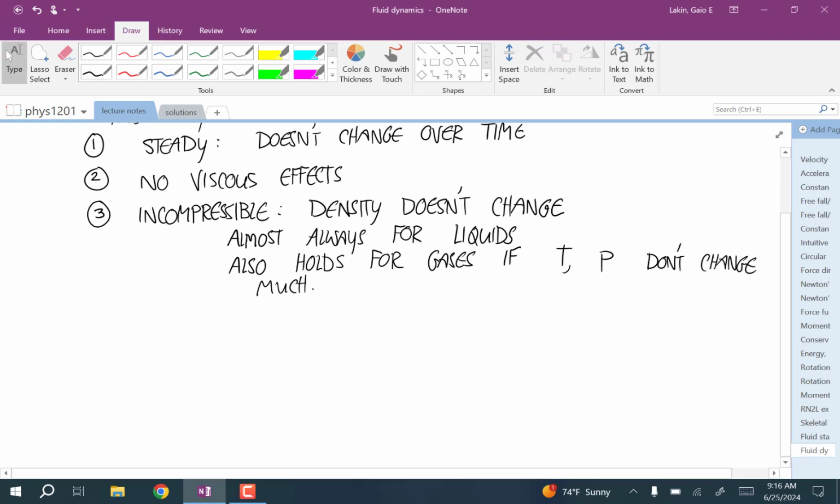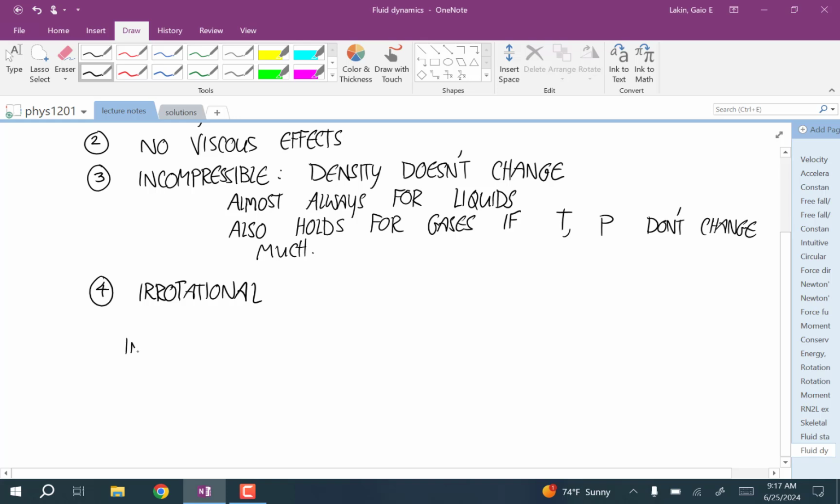And then the fourth, the last one, it has to be irrotational. So we're just talking about flows that don't have vortexes or spinning whirlpool kind of stuff in it. So in practice, what do these four things mean? It means you have to have low turbulence.